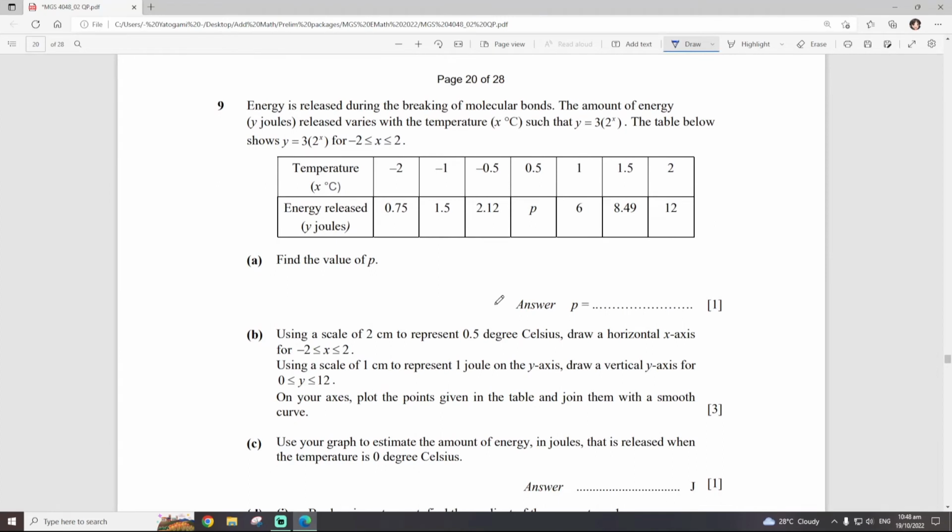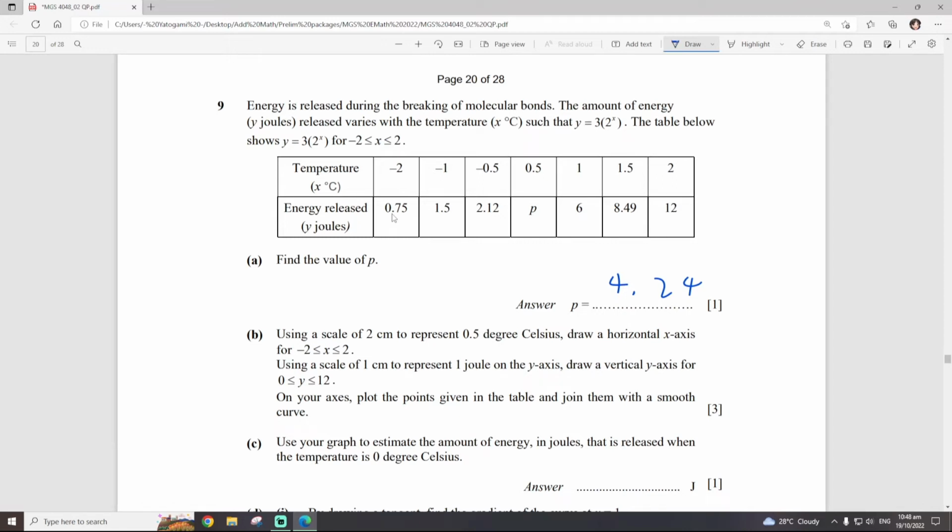Energy is released during the breaking of molecular bonds. Okay, so this seems to be graph drawing. Find the value of P. Okay, so it's an exponential graph. That's interesting. So if you calculate the value of P, you will get 4, seems to be 3SF, I don't know, but I'm going to put it as 4.24, okay? Because it's 3 times 2 to the power of 0.5.